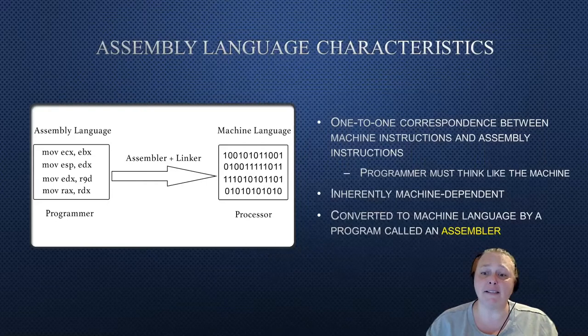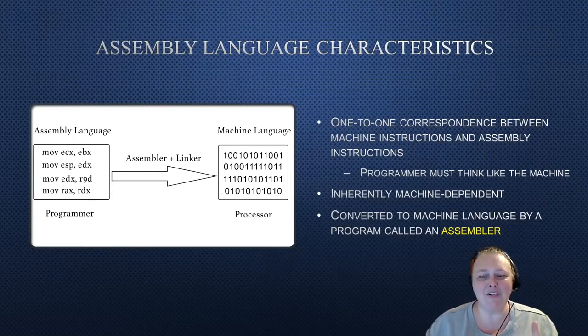Some characteristics of assembly language include, of course, that one-to-one mapping between non-binary and binary. It is machine dependent because there is a conversion that needs to take place to change that code from the mnemonic into the binary. Because of this, the programmer has to think the way a machine thinks. And it's still not really easy to look at and understand. I think some are a little easier than others.